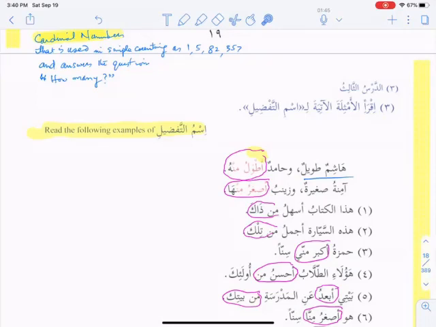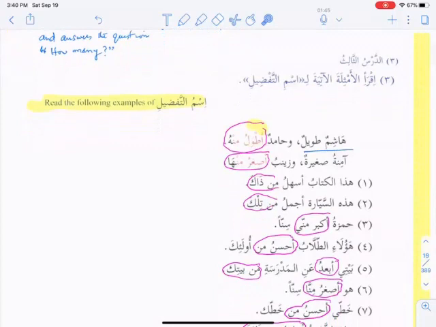So you must write it down, my brothers and sisters. If you write it down, you will become very strong. You will enjoy writing it. You are writing beautiful sentences in Arabic, you know.